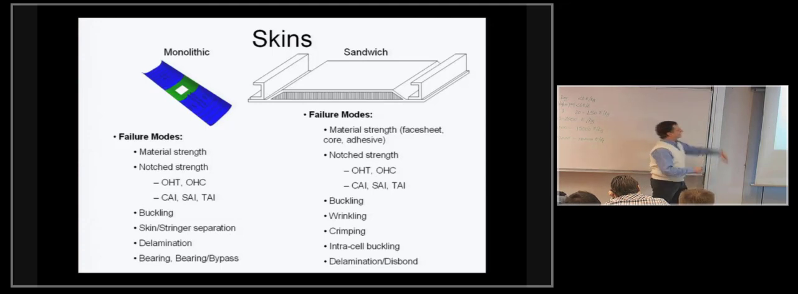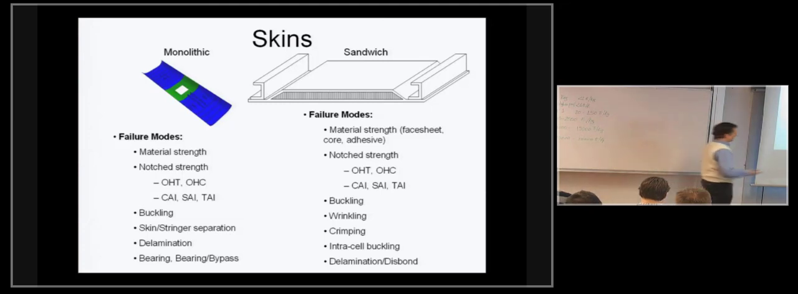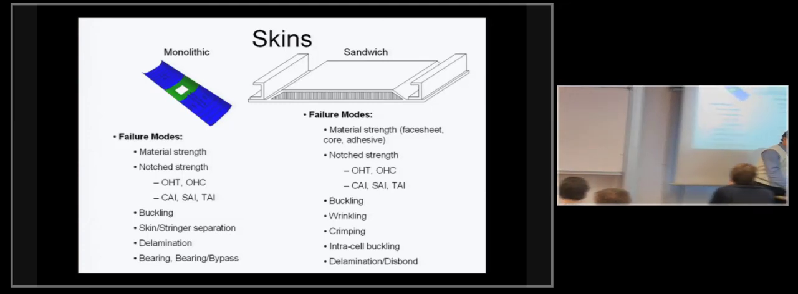Now, on the other side, if it were a sandwich, so this is the sandwich with a core in the middle, you still have the material strength, but now the face sheet or the core can fail, or the adhesive connecting them, so you have separate types of material strength failures. You still have the same notch strength concerns and buckling, and then all of a sudden you have specific failure modes to sandwich, and this is just an exercise in the English vocabulary at this point: wrinkling, crimping, intracellular buckling, delamination. All these we'll see towards the end of the course when we cover sandwich separately.